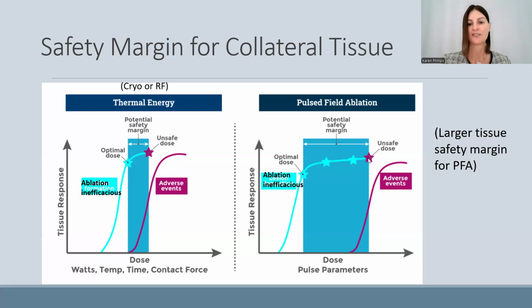Pulsed field ablation, as you can see, has this wider window, and that's because of this cardiac tissue selectivity, that basically we can dial up the correct dose to achieve cardiac tissue ablation. And because the other tissues are much more resistant, we've got a wider range before we're going to be delivering doses that would affect surrounding tissue. So there's a larger tissue safety margin for pulse field ablation.